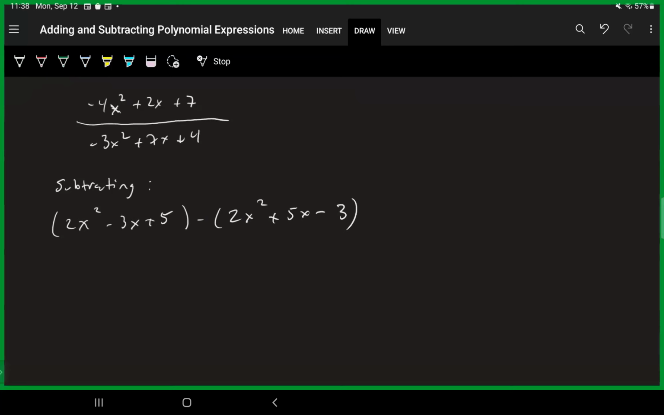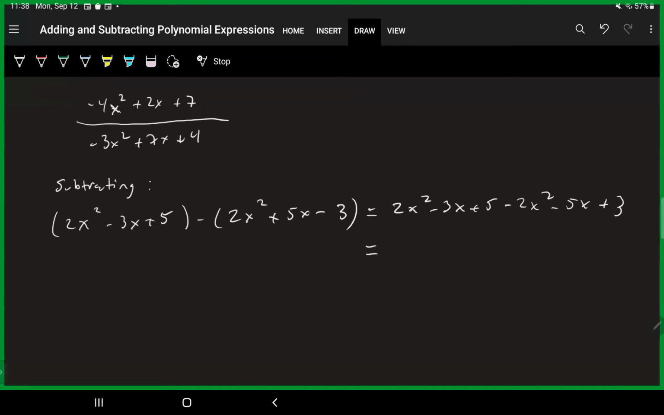So what I have to do is I have to take the opposite of a polynomial, which we learned in the previous video. In order to remove the parentheses, I can copy down the first. And then I'm going to distribute this negative sign. So every sign is going to change. So minus 2x squared minus 5x plus 3.